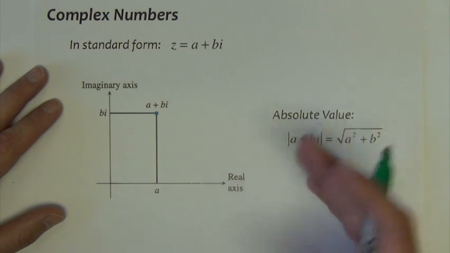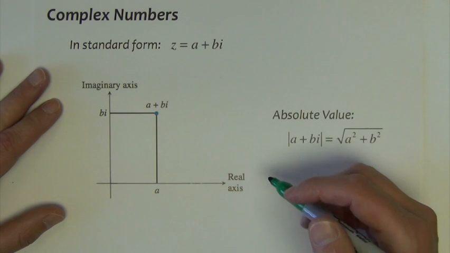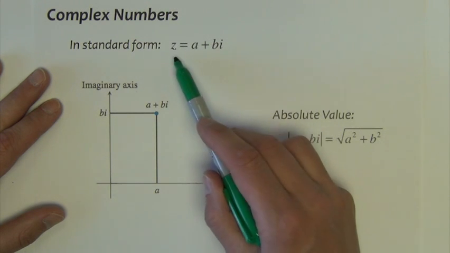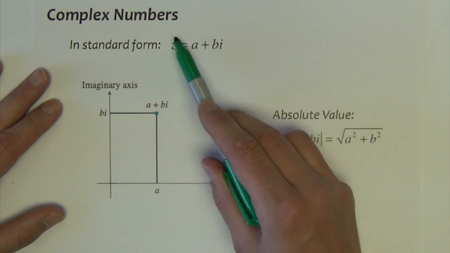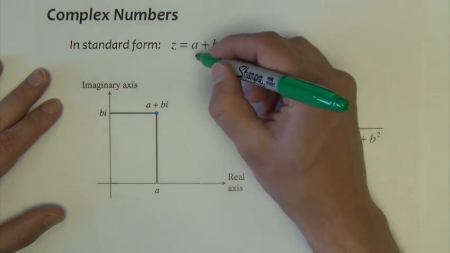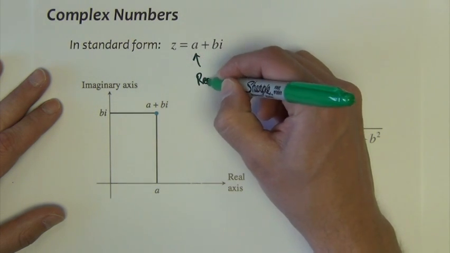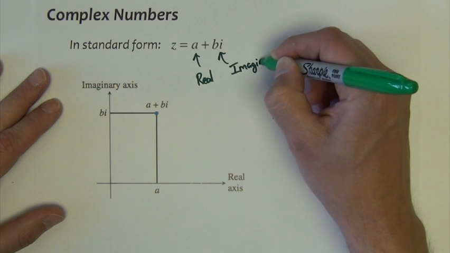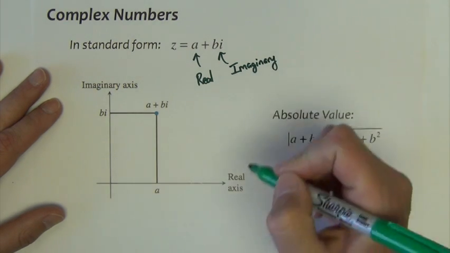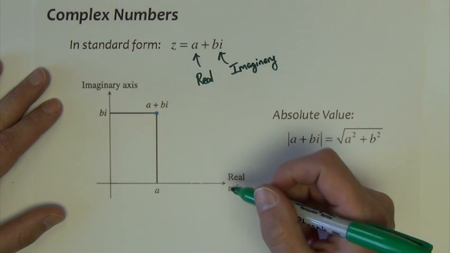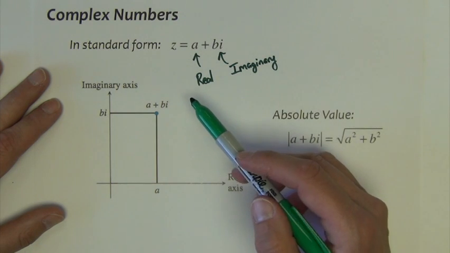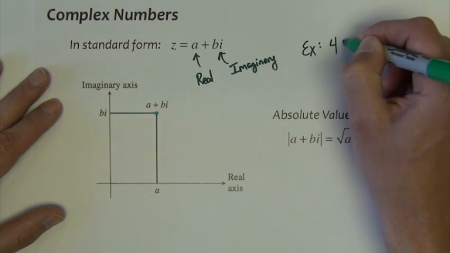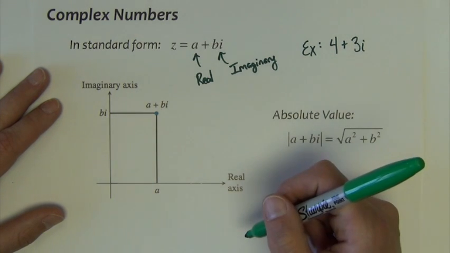Well, first, what is a complex number? We should be quite familiar with complex numbers. In standard form, a complex number is one of the form a plus bi. Our text uses the letter z to name complex numbers. A complex number is one that has a real number and an imaginary number, or a real part and an imaginary part. It has to have both the real and imaginary part to make a complex number. An example would be 4 plus 3i, a complex number.